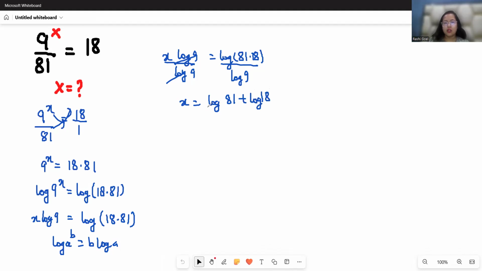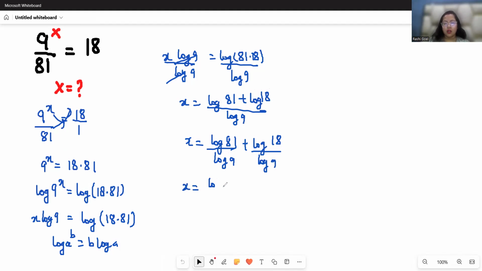divided by log 9. So x = log 81 / log 9 + log 18 / log 9. So we can write 81 as 9 times 9 and 18 as 2 times 9.